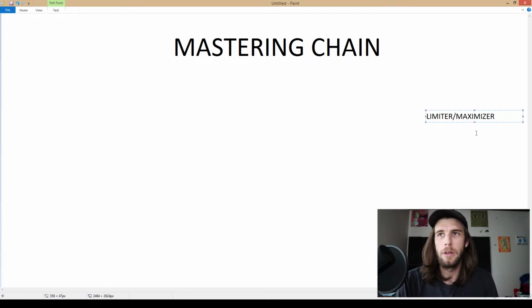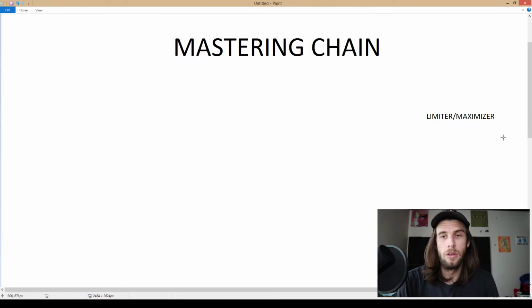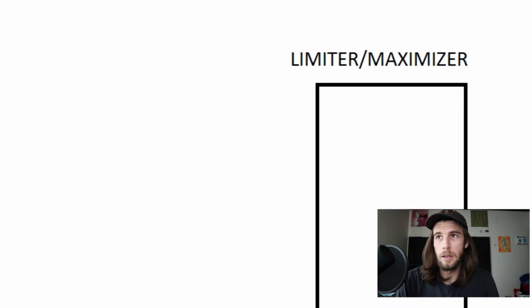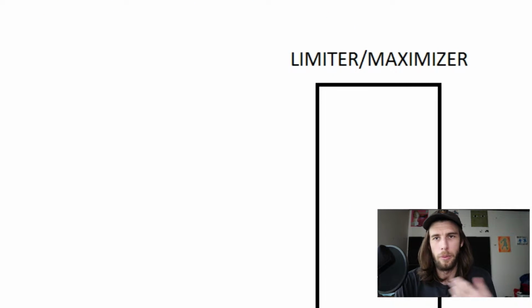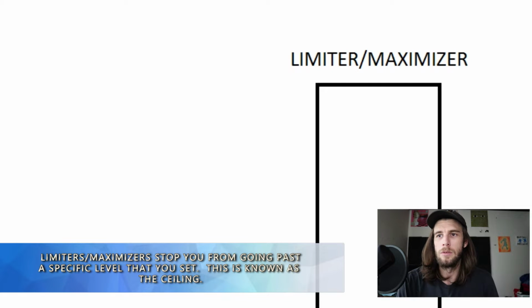Alright, cool. So limiter/maximizer, that's going to be at the end of our chain here. And to visualize that, we can just put a big wall. That's essentially what it's going to do. It's going to be a wall for us so that it's going to stop the volume from going past 0 decibels or -1 decibel or -0.3 decibels, whatever we're going to do for our master.